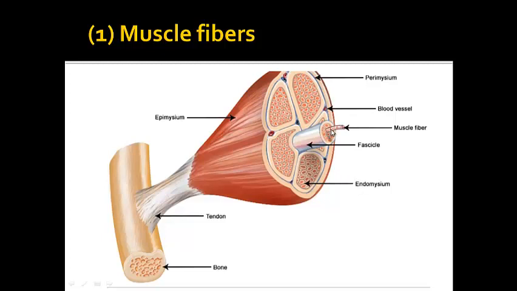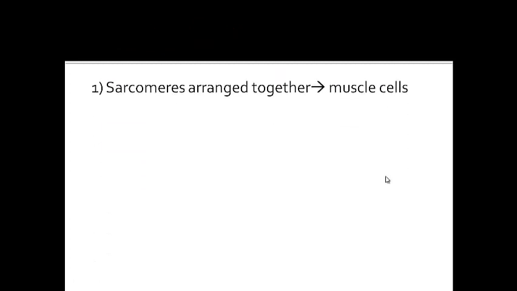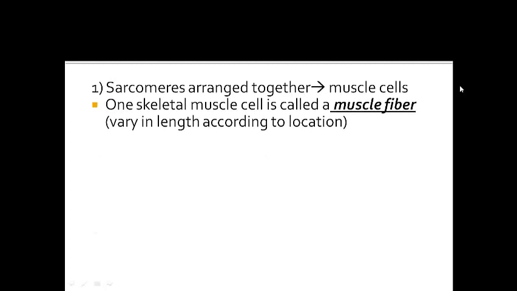So basically, if I take a single muscle fiber, this is going to be one skeletal muscle cell, and it's surrounded by a very thin layer of connective tissue called the endomysium. We've already seen what sarcomeres look like, and we said that multiple sarcomeres arranged together give me a muscle cell. One skeletal muscle cell is called a muscle fiber, which we saw in the picture.